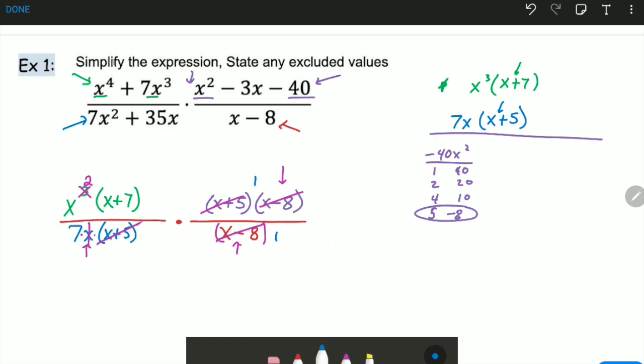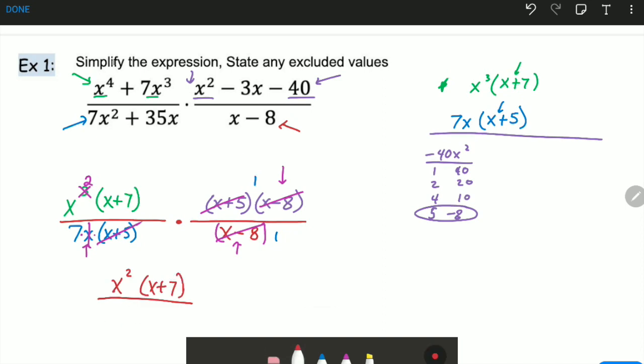And then on the other fraction, we have some extra stuff. Now to finish this problem, though, we have to write it as a single fraction. So on top of the first fraction, we have the x squared and x plus 7. And on top of the second fraction, we have basically just a 1 because everything canceled. Multiplying by 1 doesn't change anything.